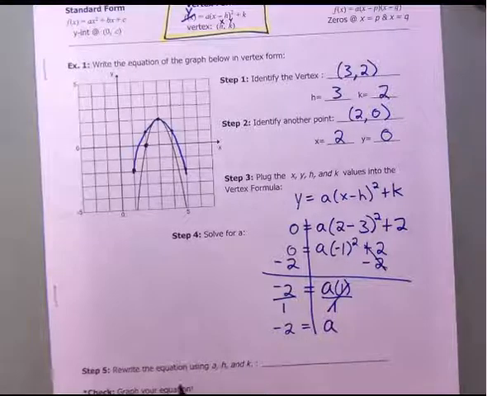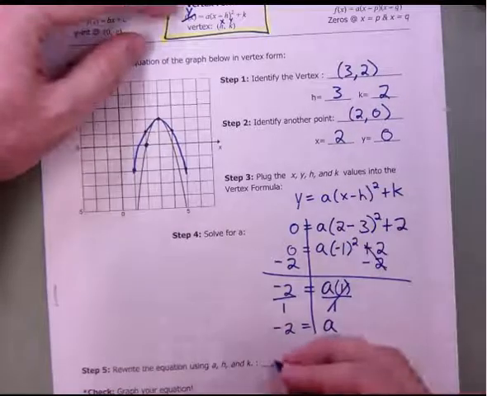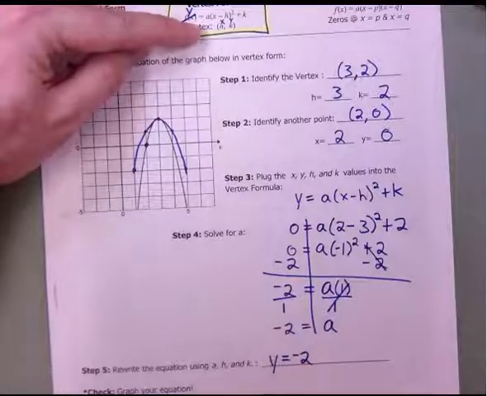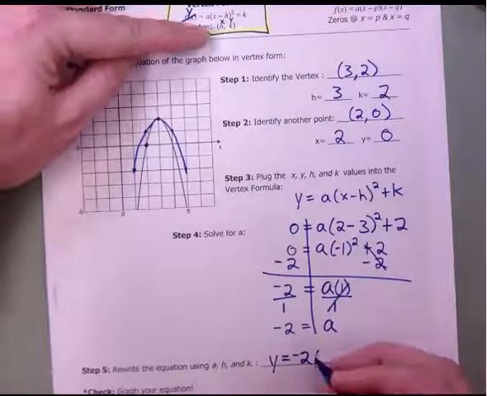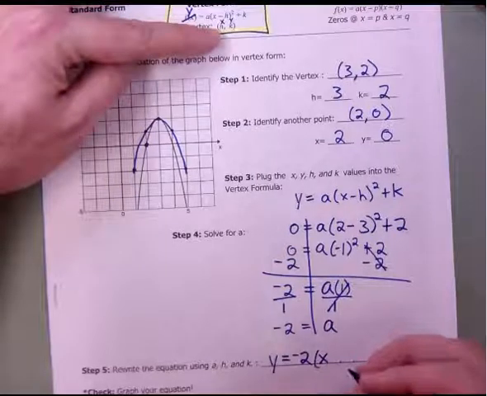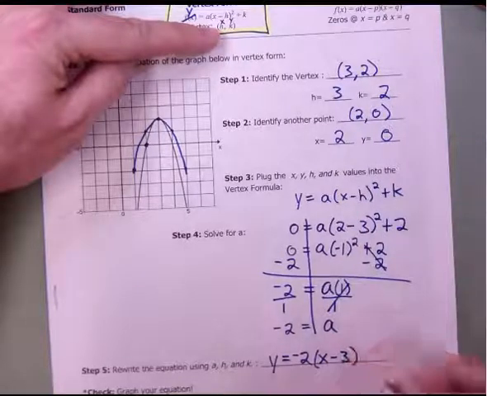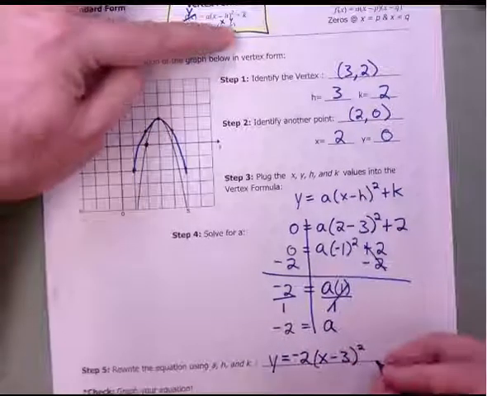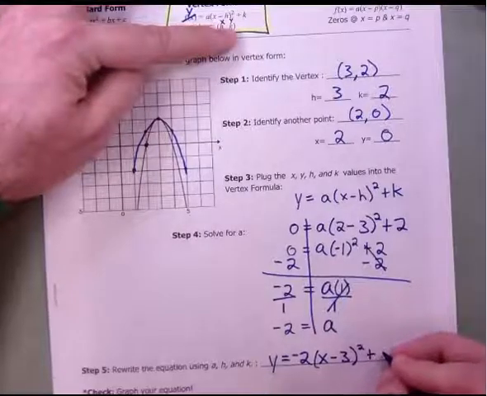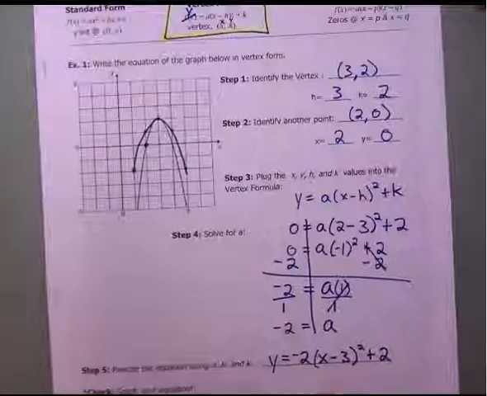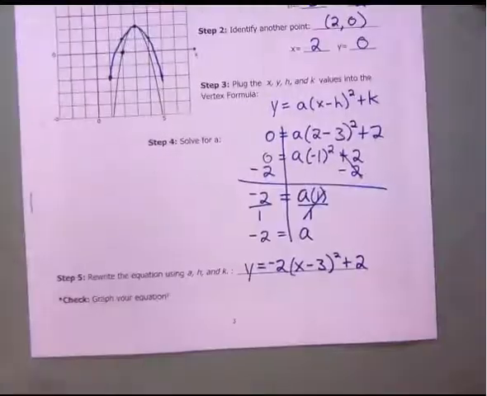Okay. So rewrite the equation using a, h, and k. So we're going to say y equals an a value of -2. X is still x. Our h value from before was 3, so minus 3, squared, plus 2. Okay. So if I was to look at that, y equals -2, parentheses, x minus 3 squared plus 2.